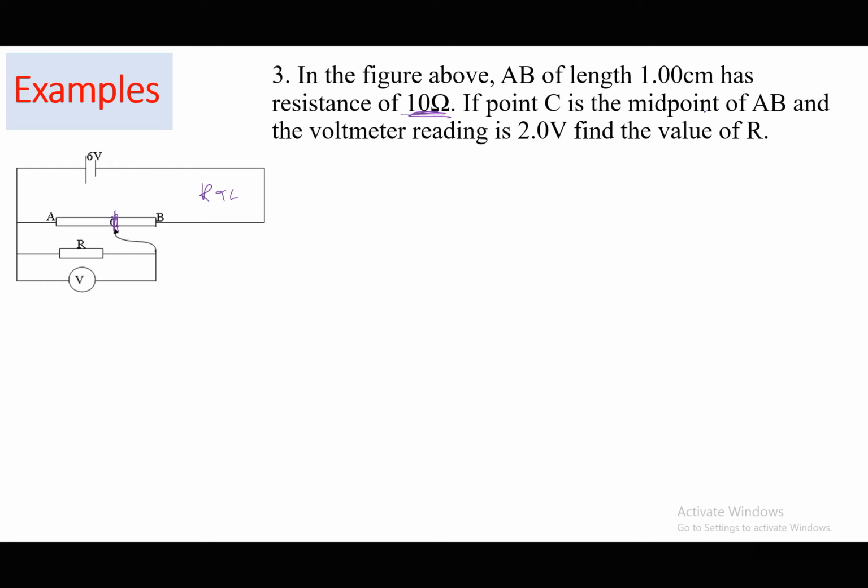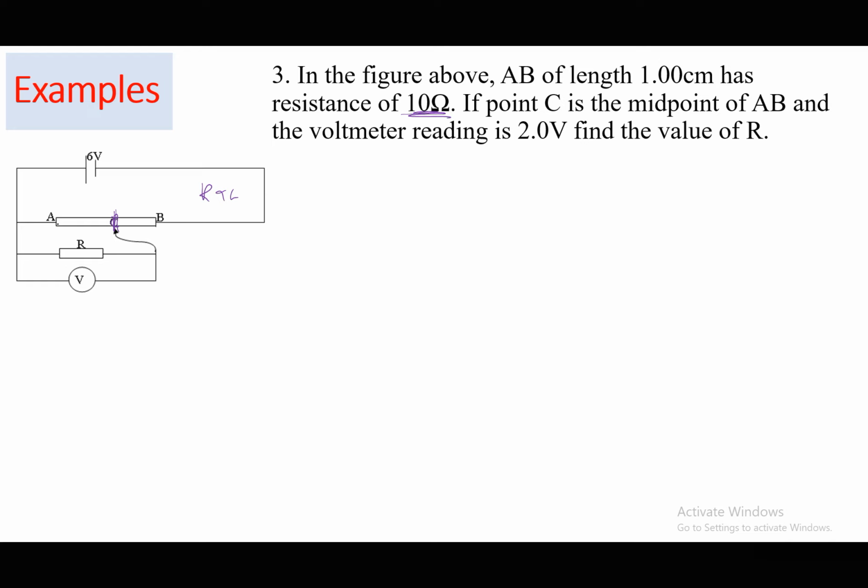AB is 1 centimeter, has a resistance of 10 ohms. So since resistance is directly proportional to length, the resistance of AC is going to be half of 10, which is going to be 5 ohms. The resistance of CB is also going to be 5 ohms.